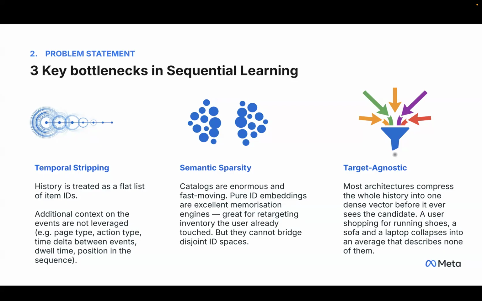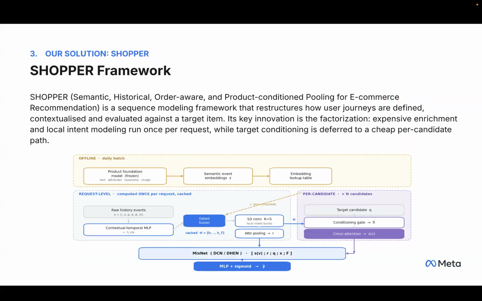And finally, target agnosticism. When we usually develop architectures to summarize sequence learning into meaningful embeddings or signals for the model, this is not done jointly with the actual product that you're trying to rank. These are standalone processes, and we believe that there is also a loss of opportunity in not doing so. So our framework should aim to address all of these three bottlenecks.